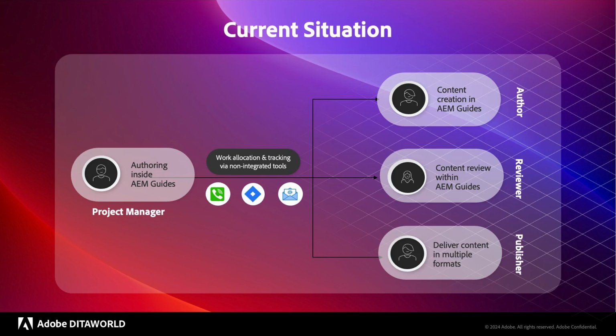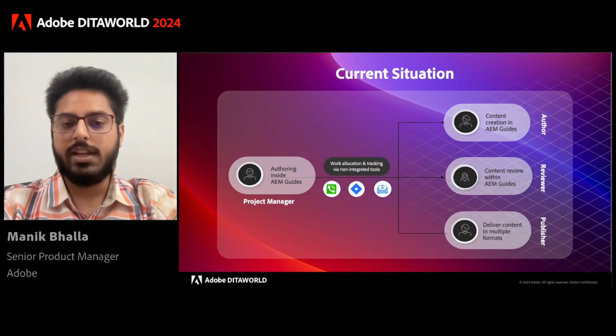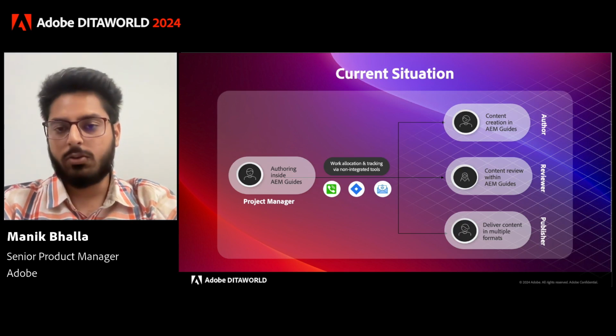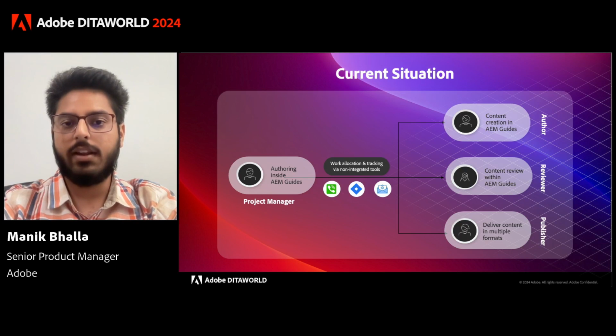So whatever has been authored by the authors, which has subsequently been reviewed by the reviewers, finally has to be published to multiple channels. So publisher is the person or the user who is responsible to deliver this content in multiple different formats. So now these are the 4 personas which we have in the AEM Guide ecosystem. There can be more personas also, but for the sake of this presentation, we would be covering these 4 personas. Now, let's say there is a project manager who is responsible to allocate work to different authors, reviewers, and publishers for their respective work type.